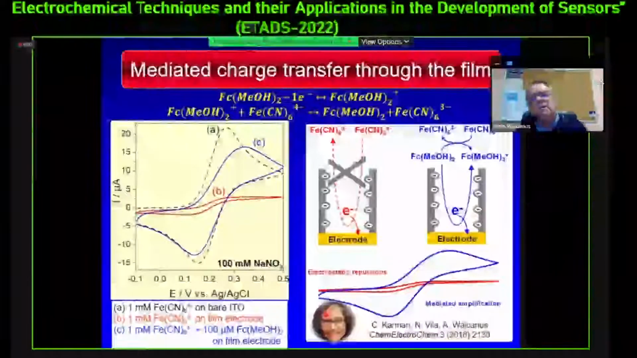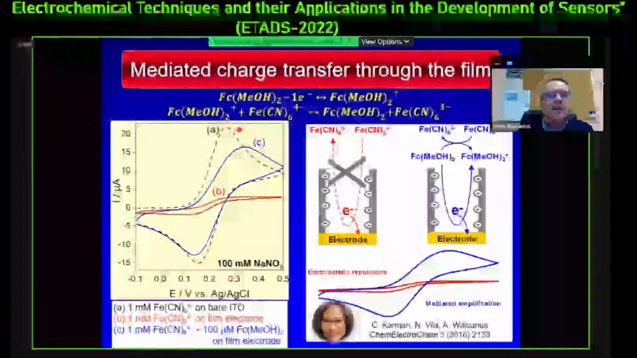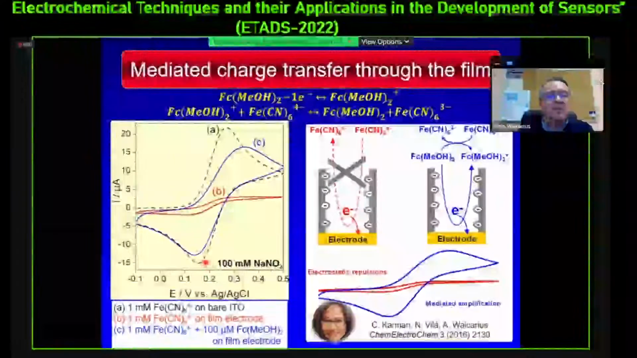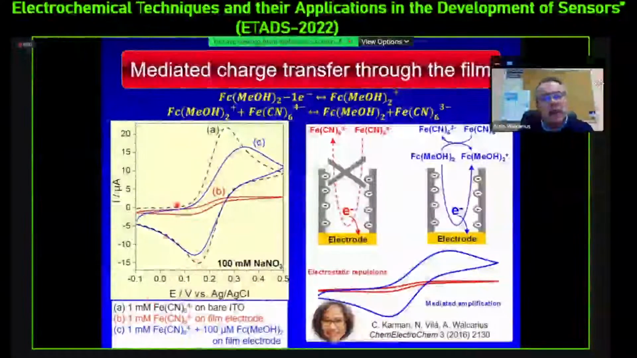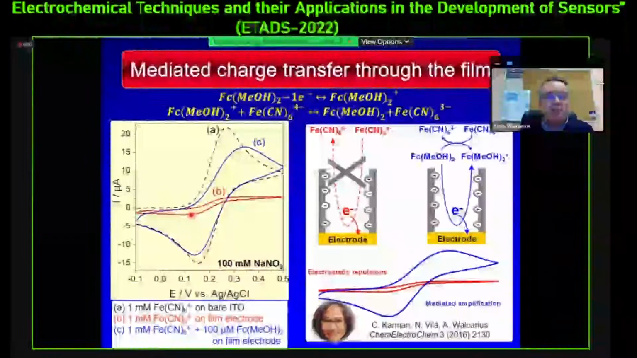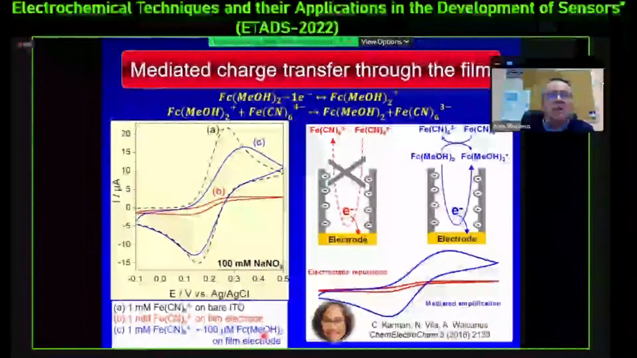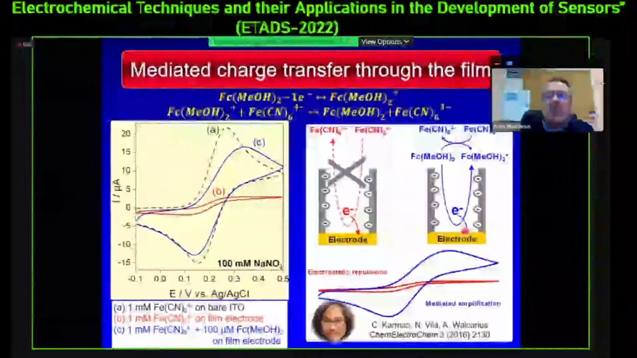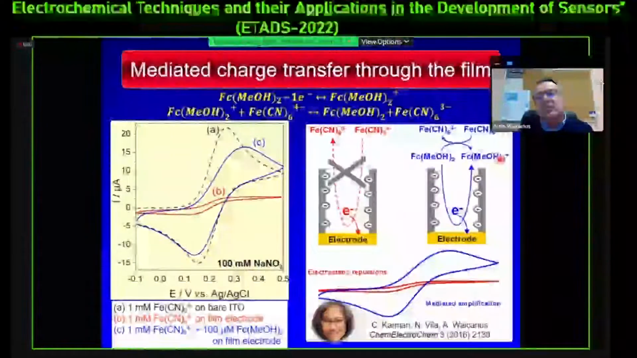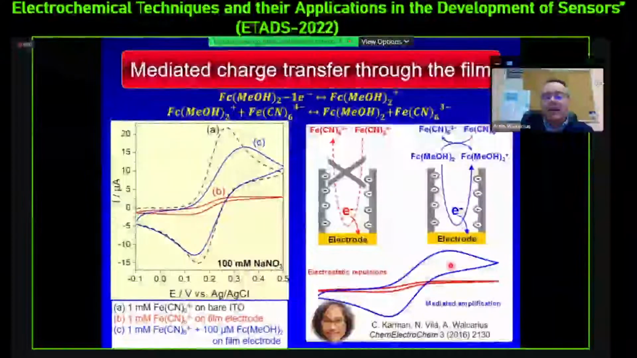We could also think to use a mediator. Here is the response of the ferrocyanide on a bare electrode. This is the dotted curve. If we use a film electrode, we have the electrostatic repulsion I just told you about. And now if we add only a small concentration of ferrocene dimethanol, the ferrocene dimethanol is likely to diffuse rapidly to the electrode surface, to oxidize into the ferricinium, and the ferricinium is likely to oxidize the ferrocyanide. So this is a mediated system.